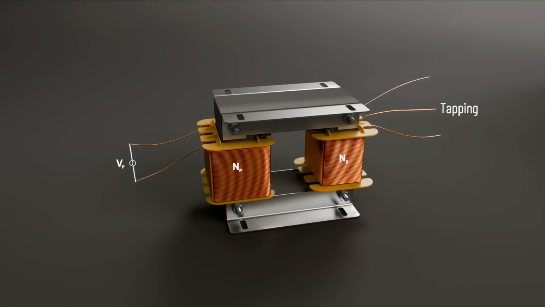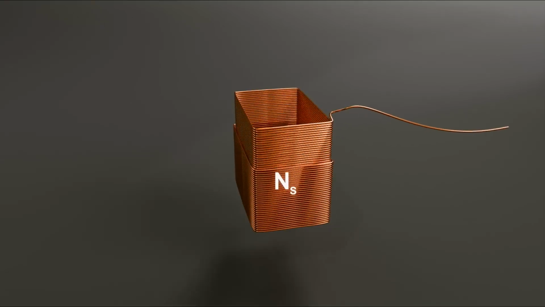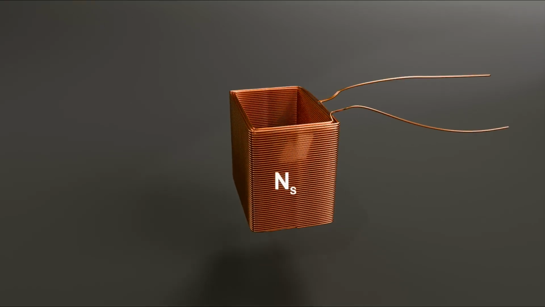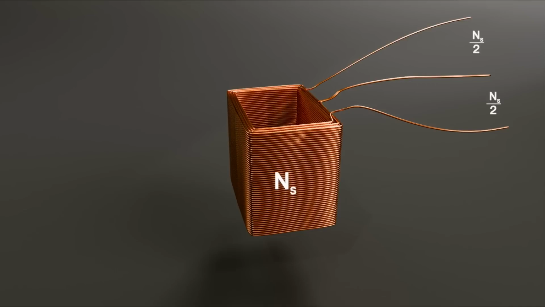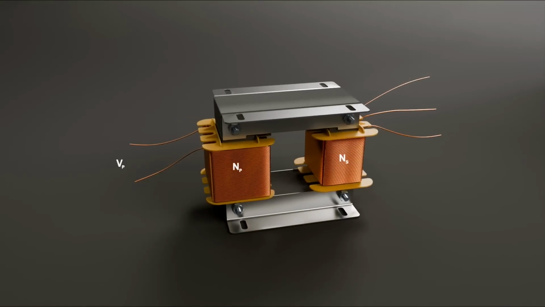Now, let's understand what transformer tappings are. A tapping in a transformer is a connection point along the winding that allows access to a specific portion of the coil. Tappings are used to adjust the voltage ratio between the primary and secondary windings, enabling the transformer to provide different output voltages.